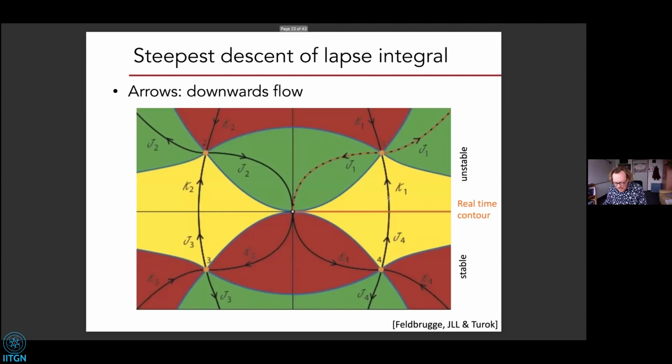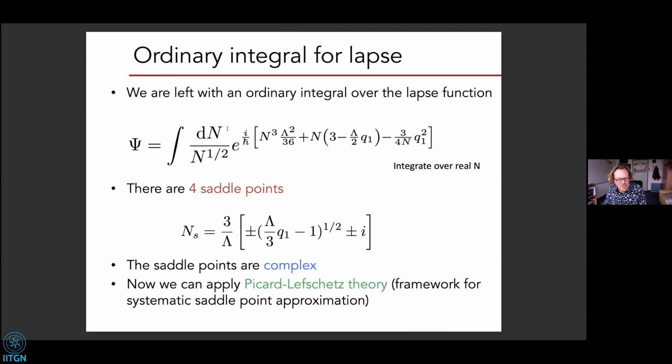Now, you see, I have not said anything yet about the lapse integral, what contour of integration we should use for the lapse. I just wrote this as an integral over the lapse, and we haven't said yet what values of the lapse we actually want to integrate over. It's already interesting that the saddle points come out at complex values of the lapse, where the metric is neither Lorentzian nor Euclidean.